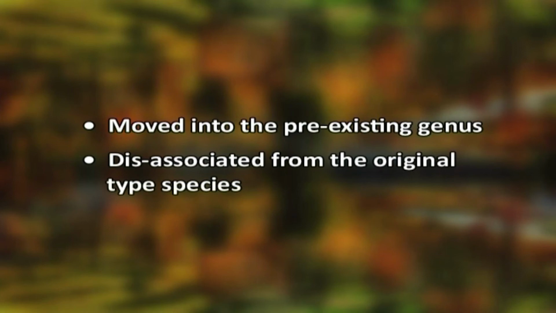If the type species proves upon closer examination to belong to a pre-existing genus, then all of the constituent species must be either moved into a pre-existing genus or disassociated from the original type species and given a new generic name. The old generic name passes into synonymy and is abandoned, unless there is a pressing need to make an exception.